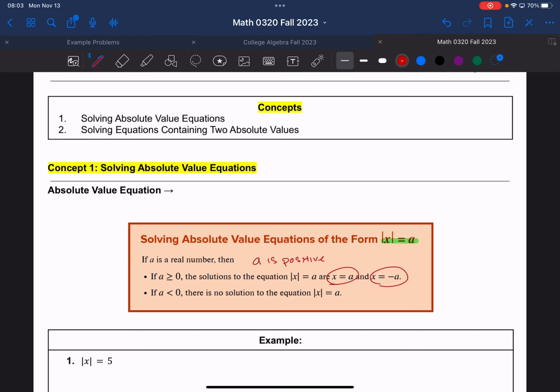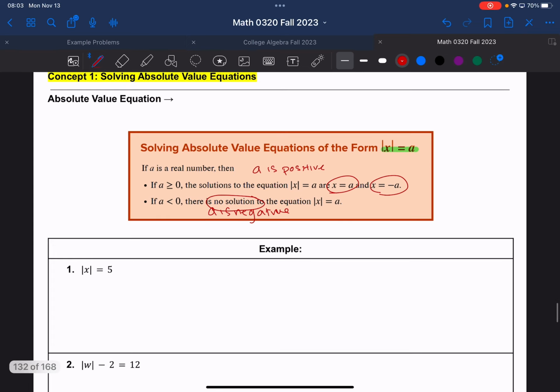If a is negative, then the answer is no solution. Okay. So if a is positive, we have two possible answers, a positive and a negative value. If a is negative, then we have no solution for the problem. Okay. So let's look at some of these examples here.